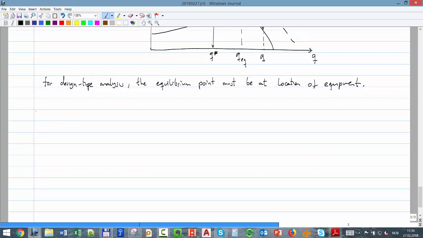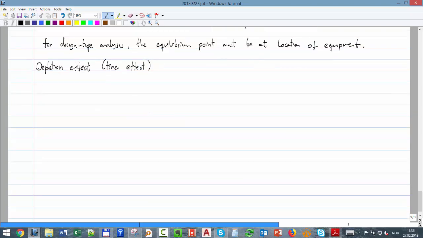So now let's look at the last part of the class. I want to talk about the effect of depletion. Okay, so time effect. So for that, let's take again, you're going to get tired of drawing wells in your notebook. Again, let's take the single well example.